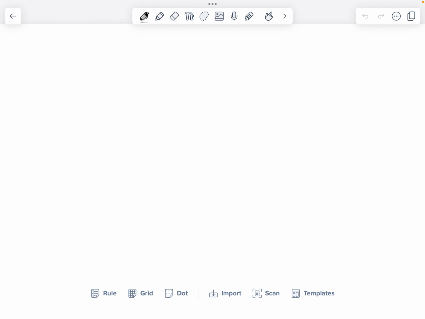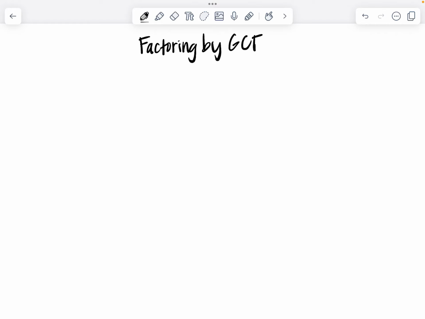Today we're going to be factoring by greatest common factor. So GCF stands for greatest common factor.